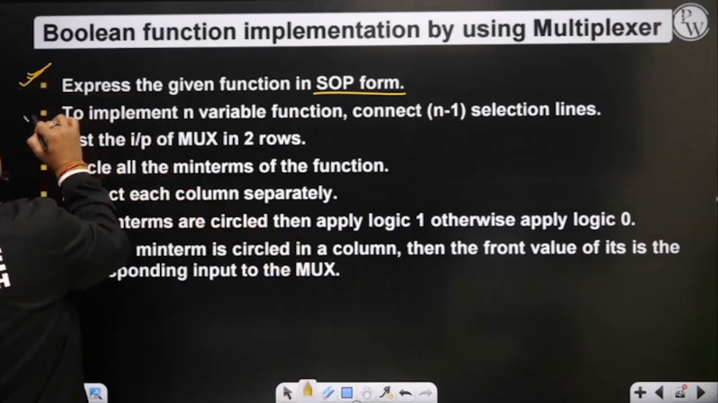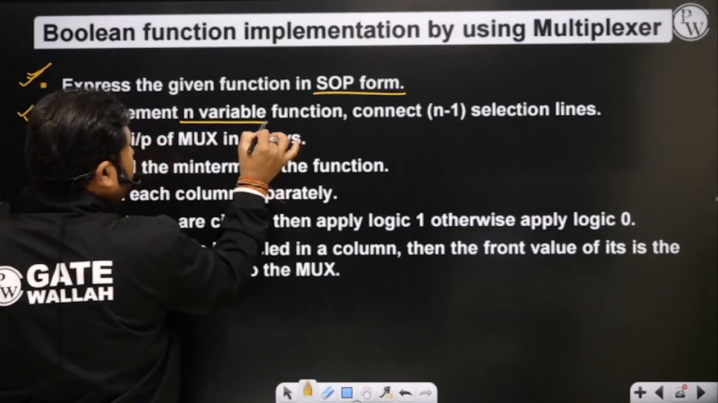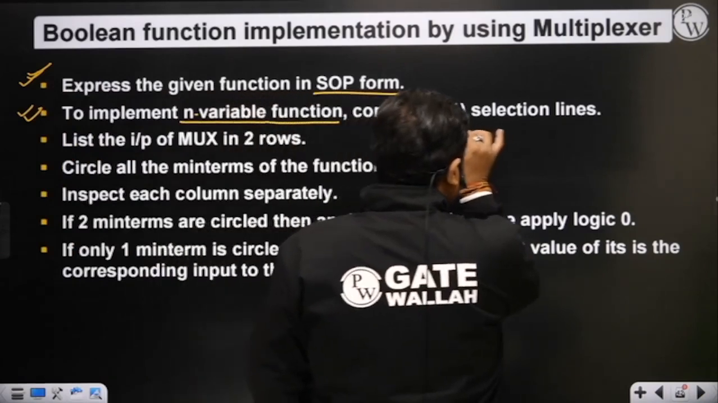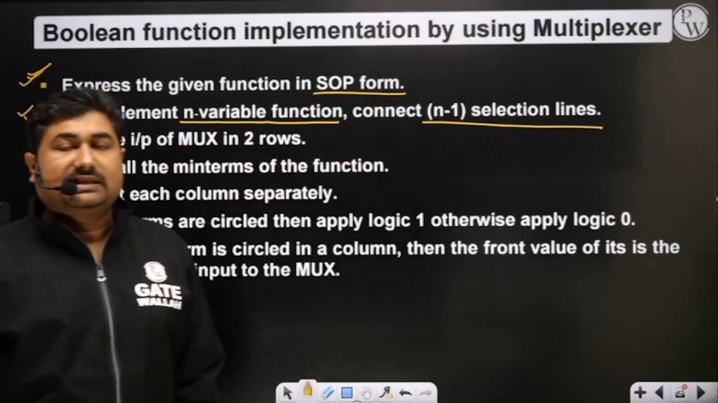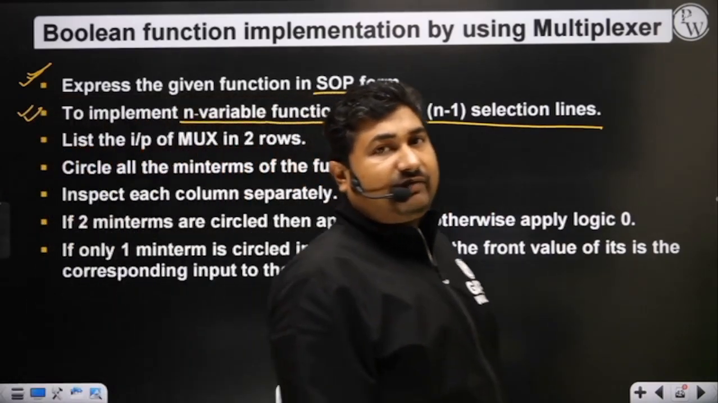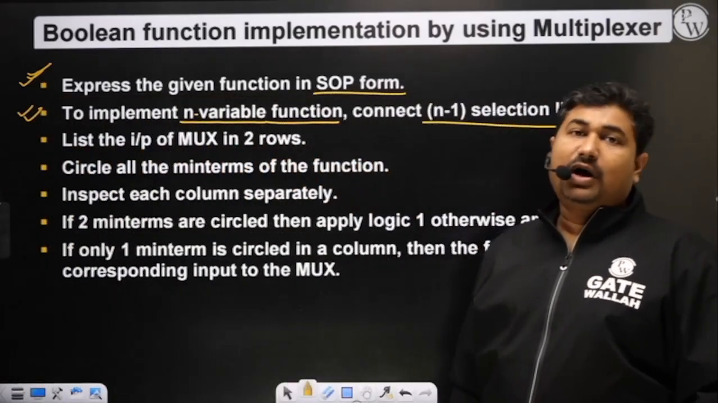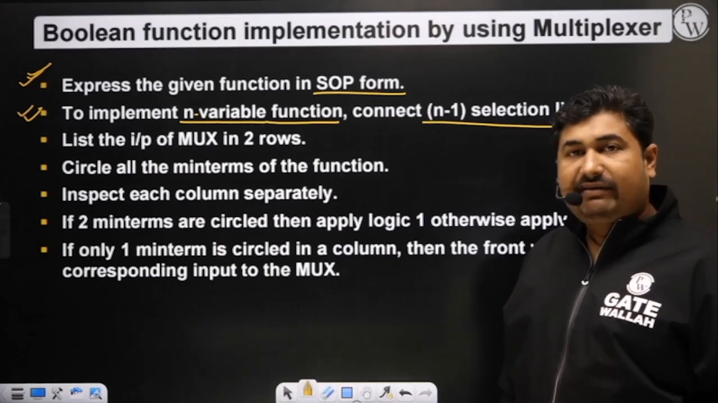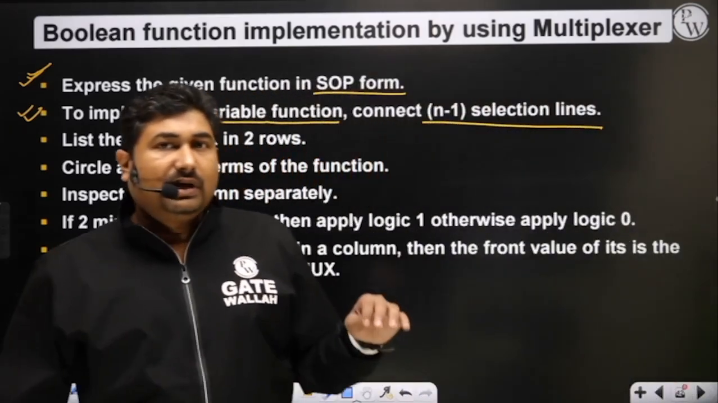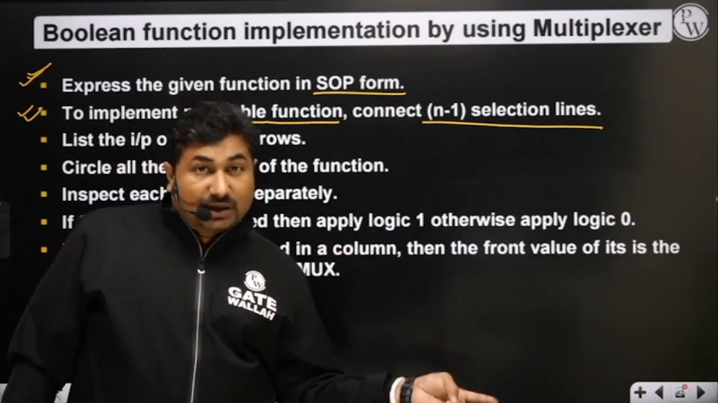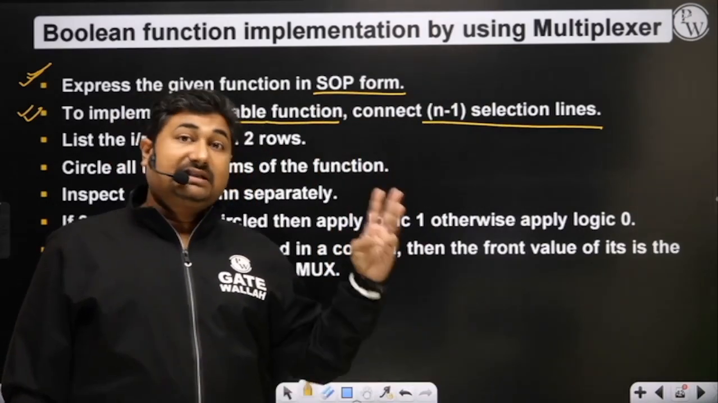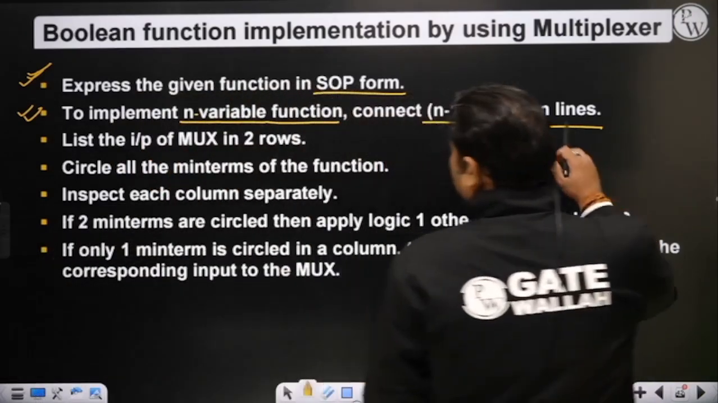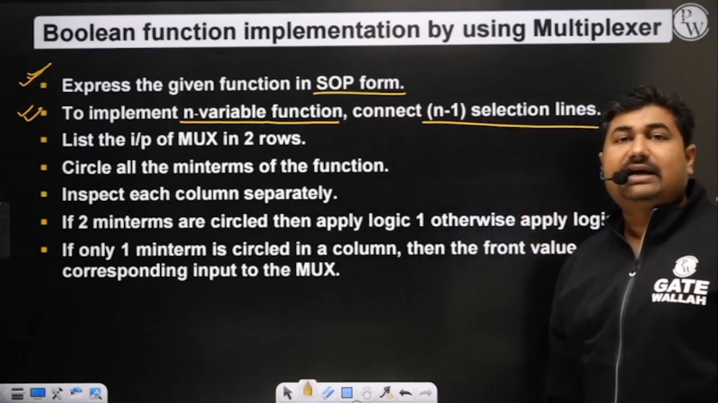Next, to implement an n variable function, connect n minus 1 variables onto the select line. So now you know about the size of the multiplexer. Suppose I have 4 variables A, B, C, D. Out of the 4 variables, I connect 3 variables onto the select line. It means 3 select lines, so the size of the multiplexer will become 8 cross 1. So out of n variables, connect n minus 1 variables onto the select line.